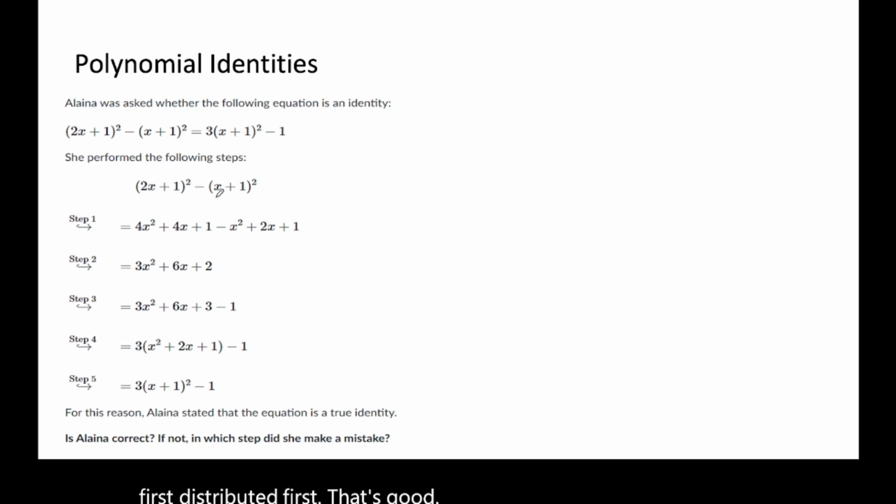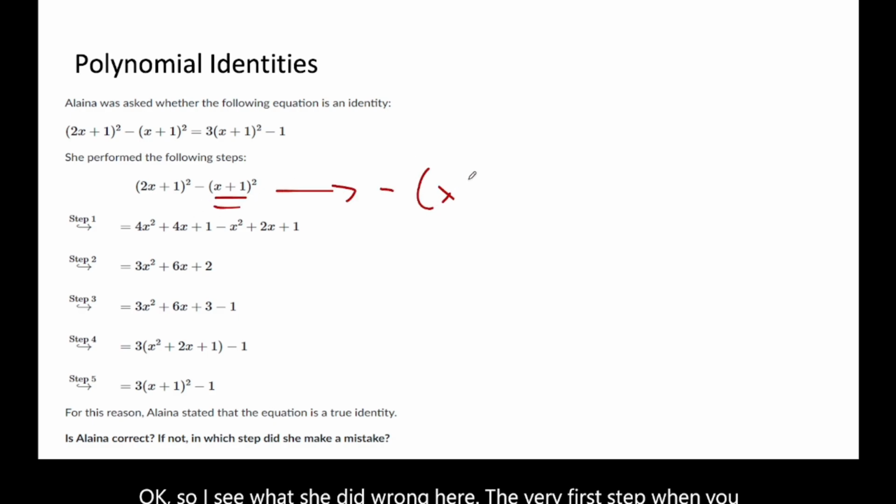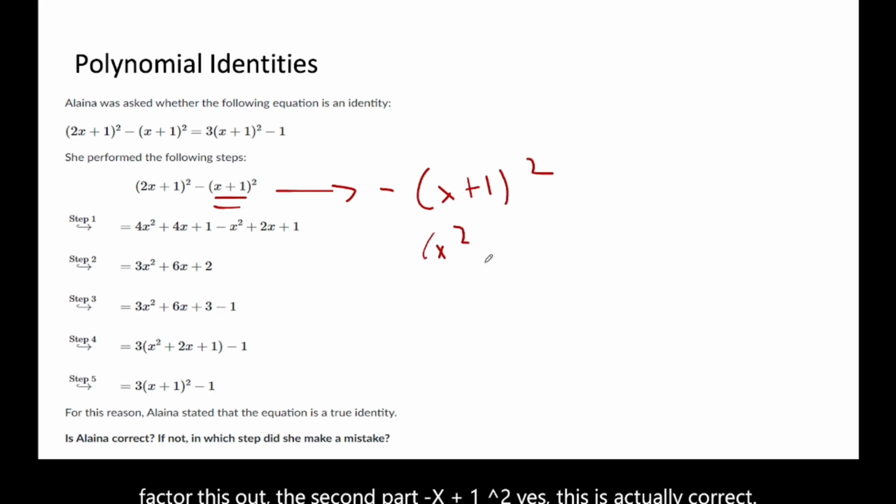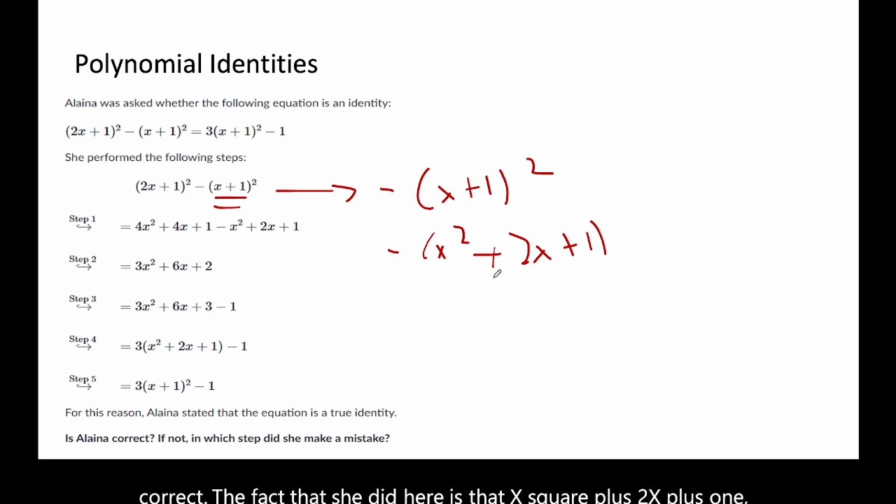The very first step, when you factor this out, the second part, negative x plus 1 squared. Yes, this is actually correct. What she did here is x squared plus 2x plus 1, that's fine. But you need to distribute the negative sign because that's where we're getting at here. You have to distribute the negative sign because that's also included in the equation. If you didn't do that, that's a problem in that case. So distributing that is what's happening here.